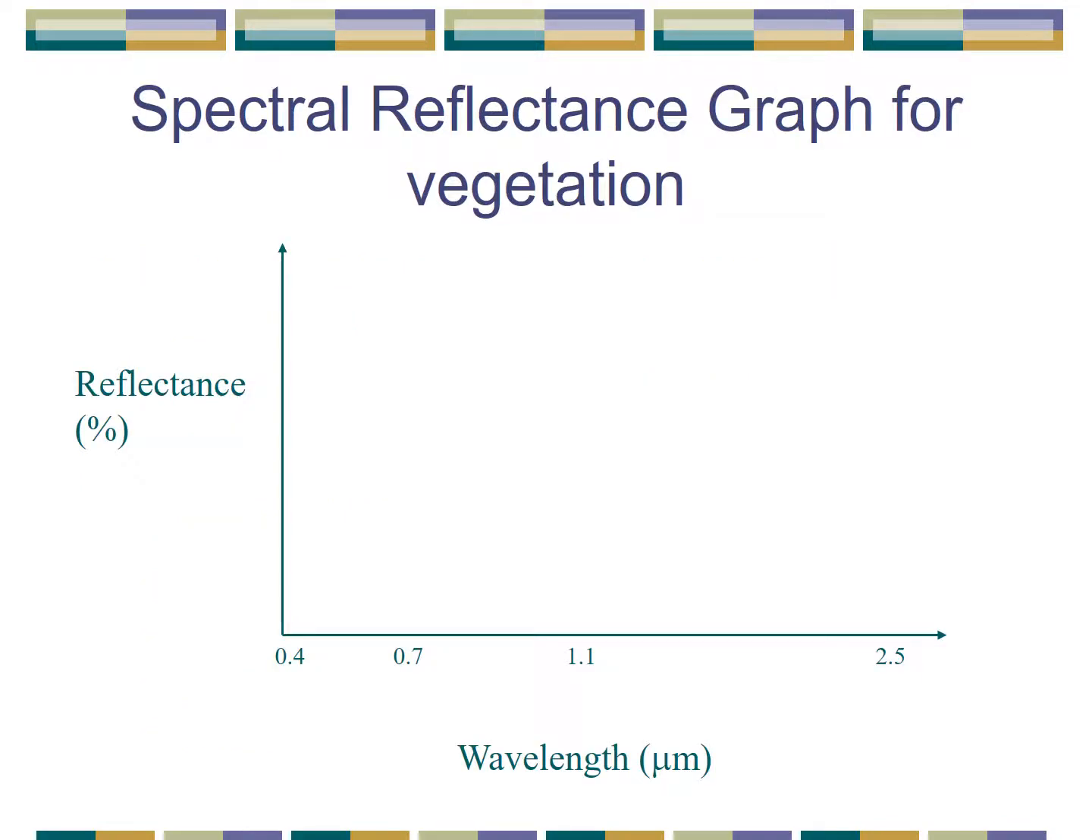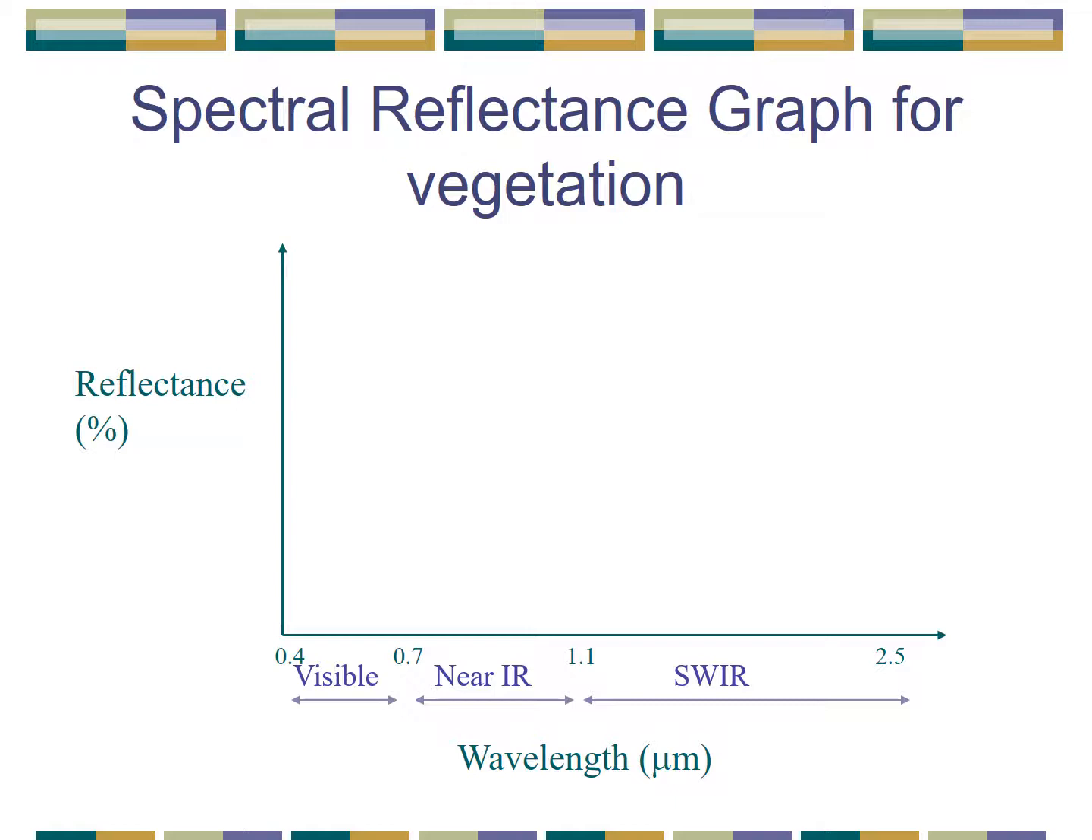So let's take a look at a spectral reflectance graph for vegetation. As we go along the x-axis, we have the wavelength of the electromagnetic frequency, and along the y-axis we have the percent reflectance. Now again, remember what reflectance is. This is the percent of the energy of incidence, in other words, the amount of the energy that is directed upon an object. When it's directed upon an object, it has 3 options. It can go through it, it can be absorbed by it, or it can be reflected from it. So we're just measuring how much of that is reflected.